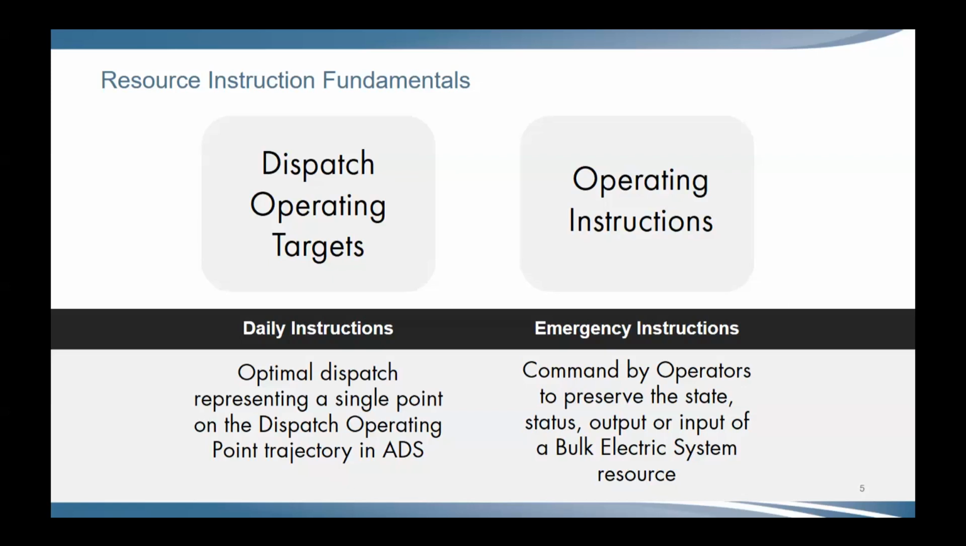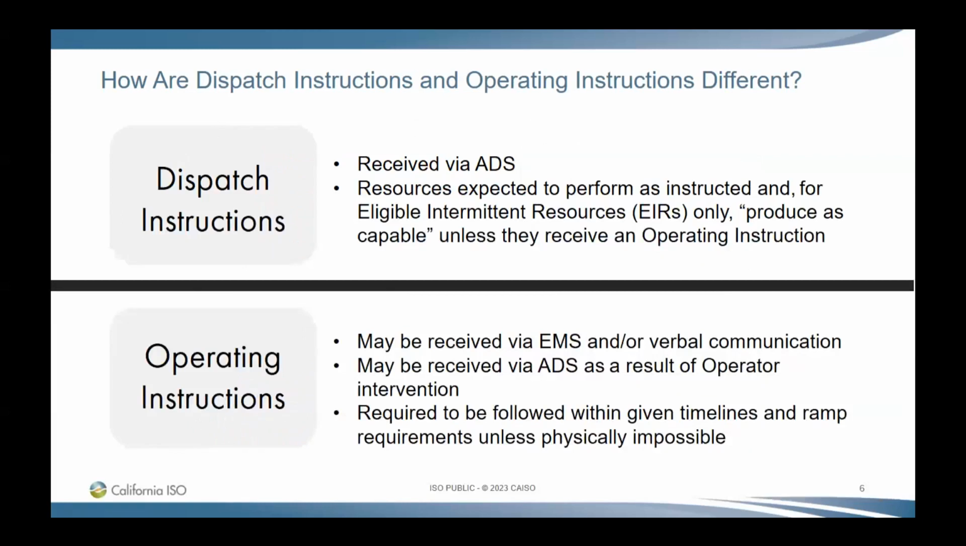And then you've also got operating instructions. Those are emergency instructions. Those are by command of operators, and they are intended to protect the system. They're preserving the state, status, output, or input of a bulk electric system resource. So just to clarify, as we go through, you can remember that dispatch operating targets are your normal daily instructions. Operating instructions are those for emergency situations.